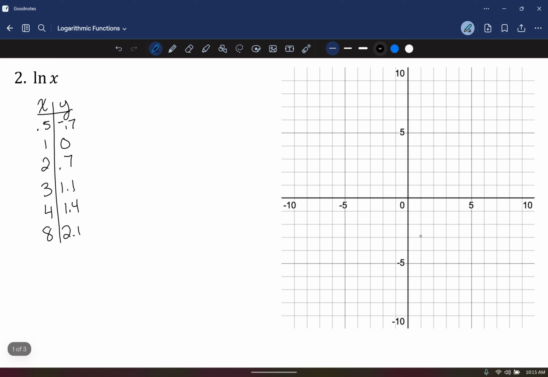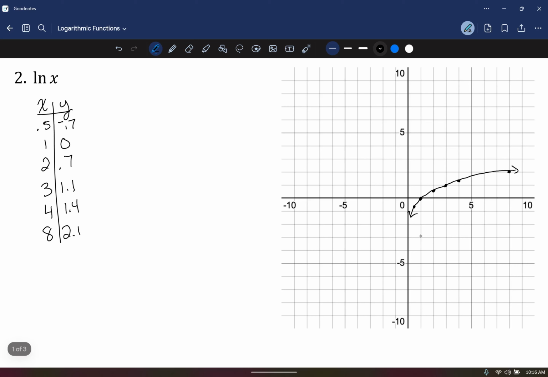So I'm just going to graph these points. I just picked those. You could have chosen other points to graph, but we have over a half, down a little over a half, 1, 0, over 2, up a little over a half, 3, practically 1, 4, 1.4, so almost a half, and then 8, 2.1. So again, you have an asymptote there. Make sure you don't touch or cross that.